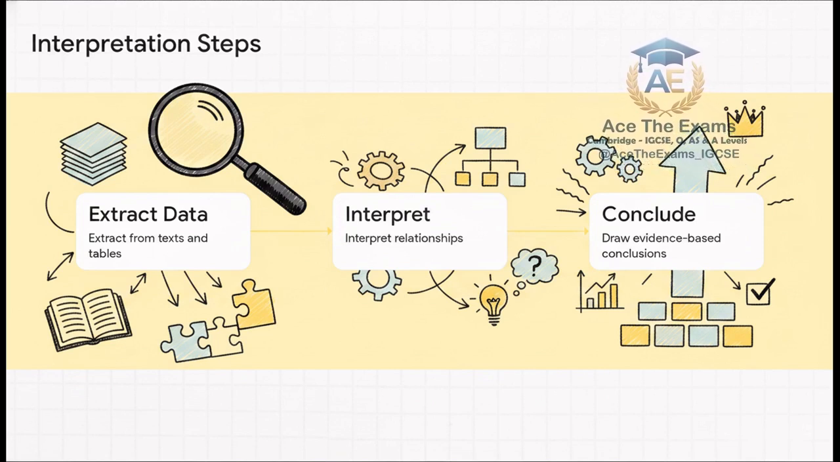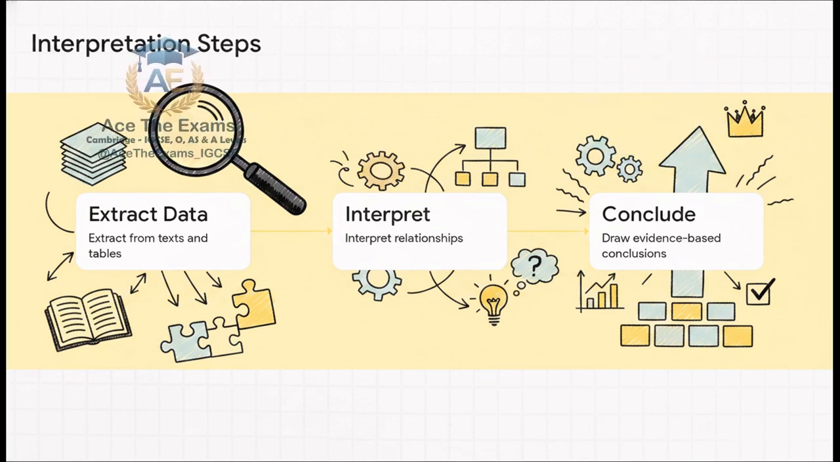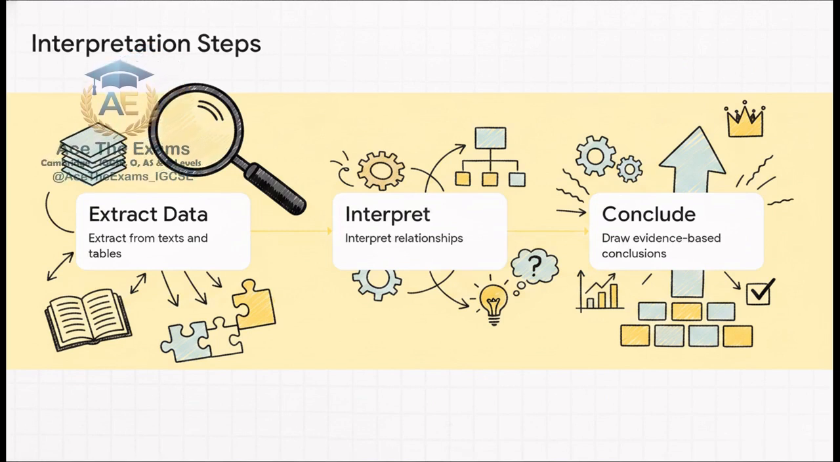Second, interpret. How does Table A talk to Paragraph B? That is your explanation. Third, and absolutely most crucially, conclude. You can't just state an opinion here. Tether your conclusion directly back to the evidence you just extracted to answer the question. That is your link. This 3-step extraction system is exactly how you prove you're working and secure every single one of those method marks.